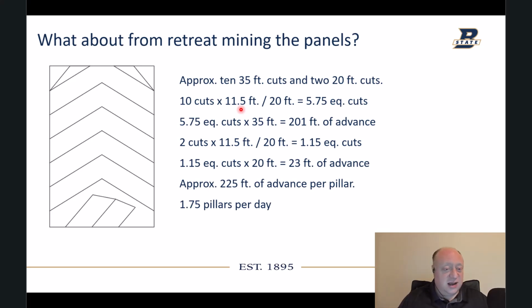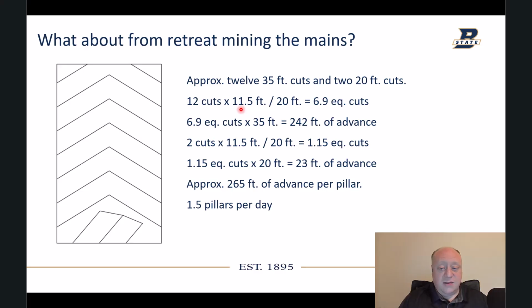But that's been taken into account in the project as an overall mining rate of 200 feet a shift, which is what we assumed. So anyways, to get back on track, it's about 225 feet of advance to fully extract this pillar. And then what about from the main?